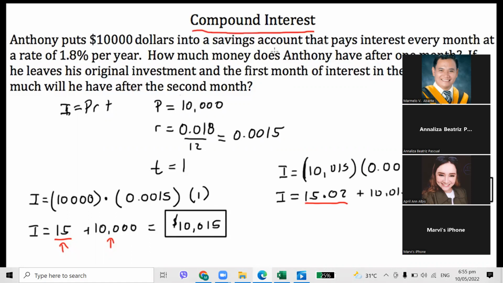Imagine that we wanted to find out how much money Anthony had after 30 months. Well, we would not want to calculate the interest for month 3, and then month 4, and then month 5, and so on. That would take too long. So instead, we're going to need a compound interest formula.